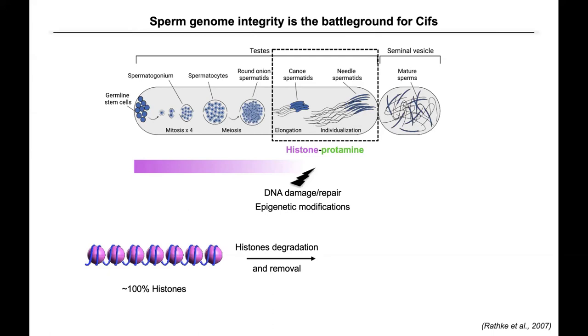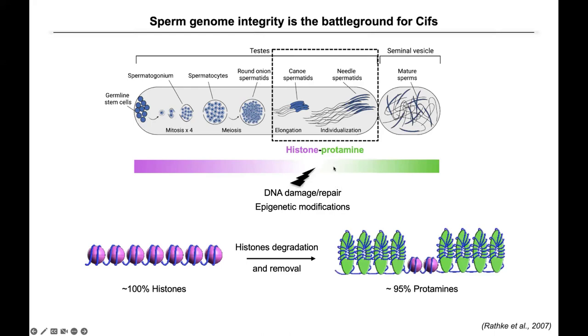At that stage, a simultaneous process happens, which is DNA damage and repair. When the histones come off, the DNA becomes loose and prone to DNA damage. The cell knows that it needs to repair this immediately, so as not to induce mutations or any damage to the sperm chromatin. So this process and the modifications go hand in hand.